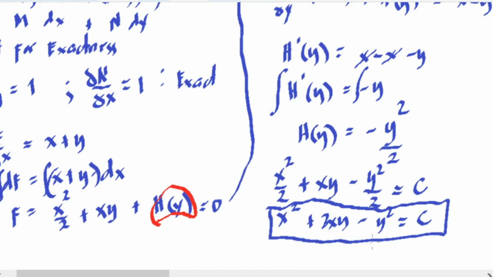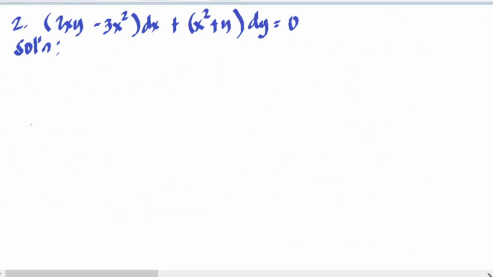Okay? So 2c is still equal to c. So this is already our answer. Okay? So we take a look at this example number 2. If we have the quantity 2xy minus 3x squared dx plus the quantity x squared plus y dy is equal to 0. So what we will do first is we have to test for exactness.